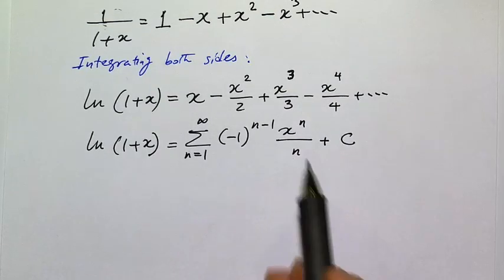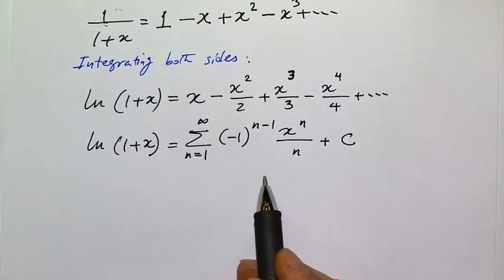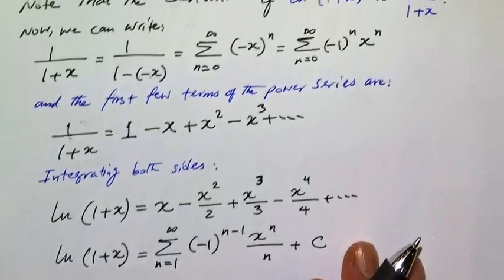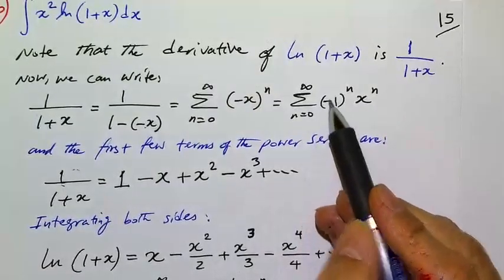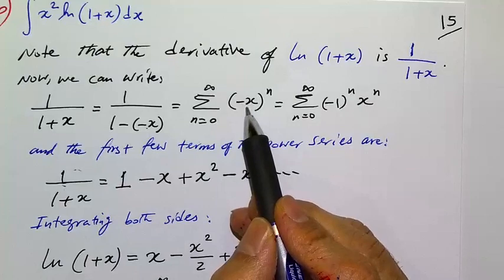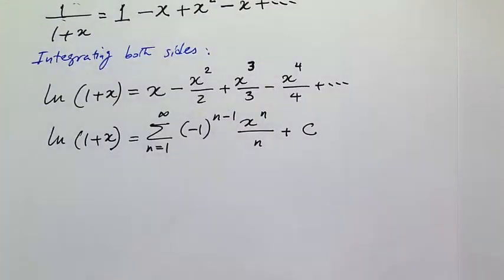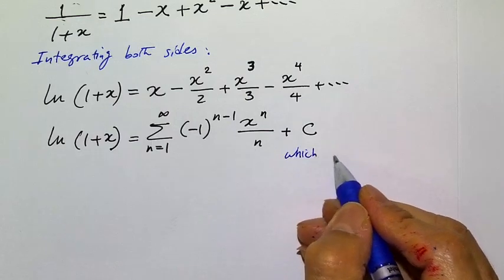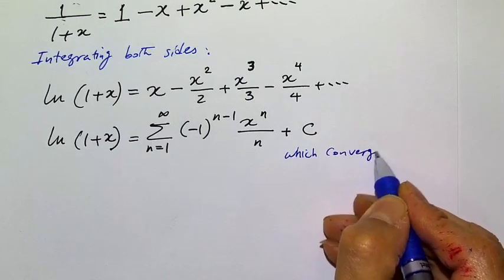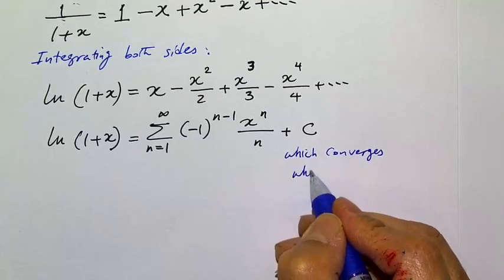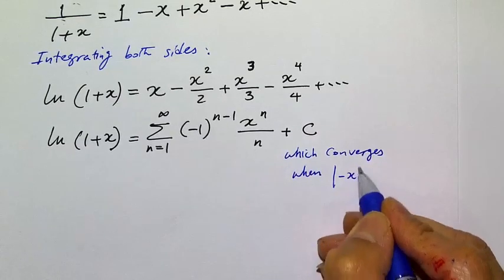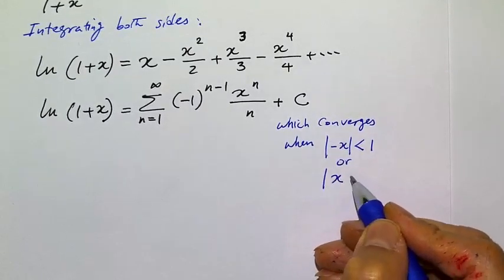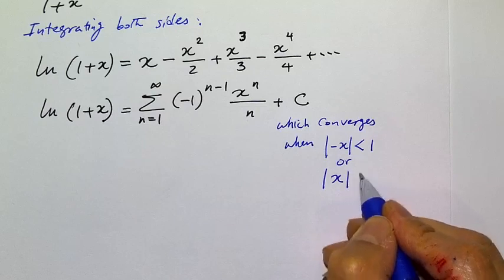Now, of course this will converge when, the original also converges when absolute value of minus x is less than 1. So let me write that down, which converges when absolute value of minus x is less than 1, or absolute value of x is less than 1.